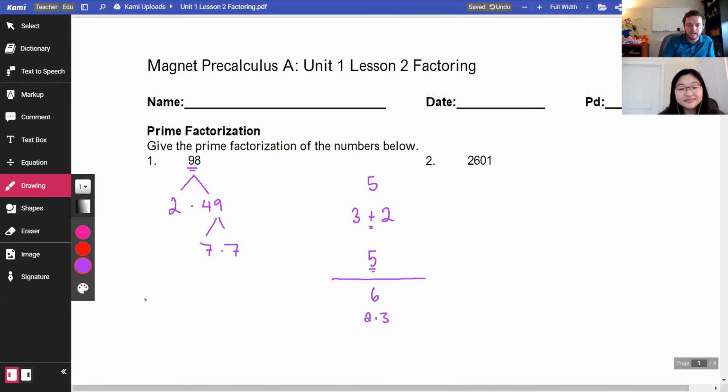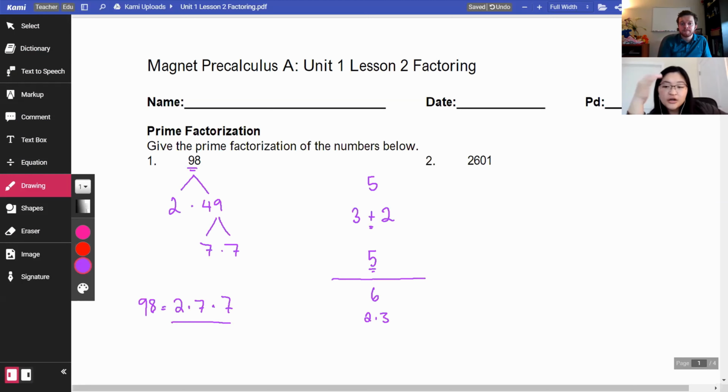I'm going to go ahead and write 98 as the product of these 3 numbers. 2 times 7 times 7. And I have now found the prime factorization of this number. Right? We have 3 numbers that are all prime. They cannot be factored any further. And their product is that number 98. So that's what we mean when we look at the prime factorization of a number.